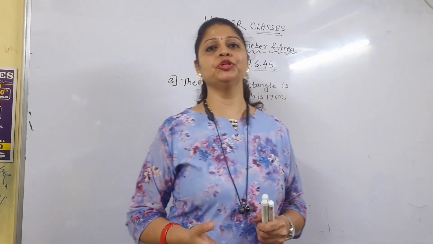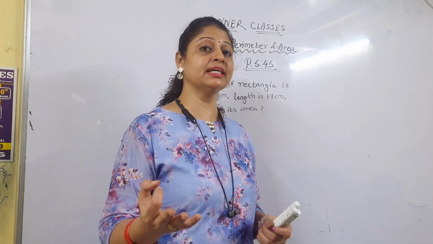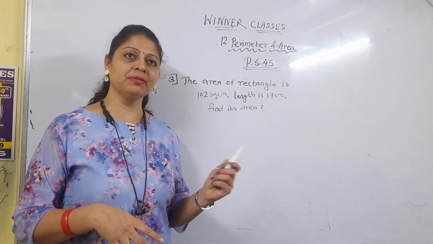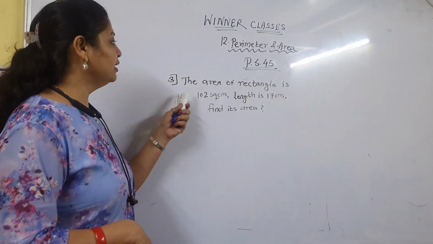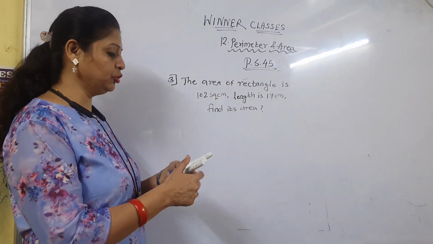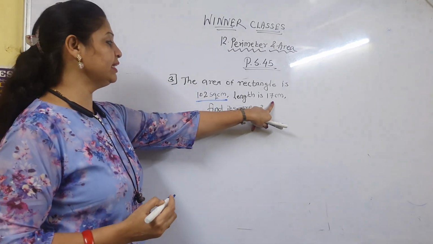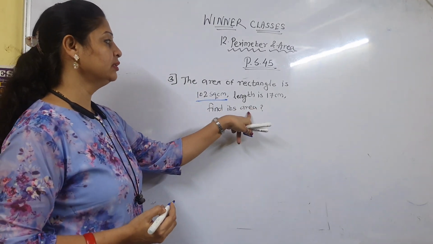And today I am going to explain the third video, and the topic is perimeter and area. Question number three. Everyone pay attention. The area of a rectangle is 102 square centimeter. Length is 17 centimeter, and we have to find out the perimeter.